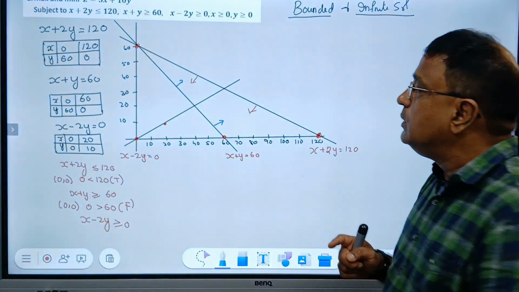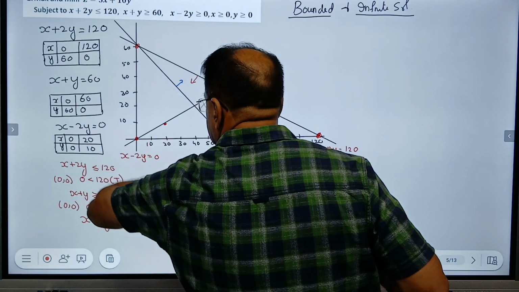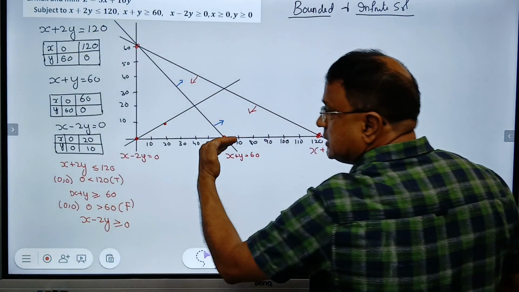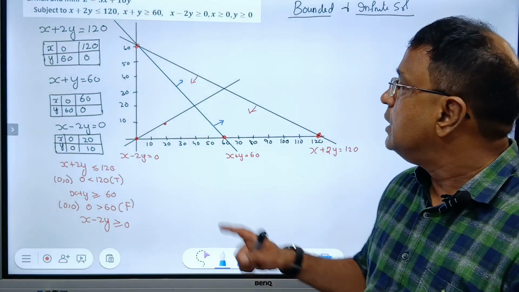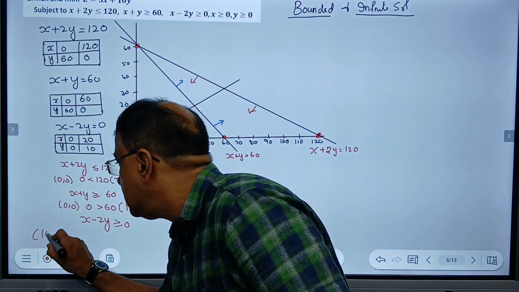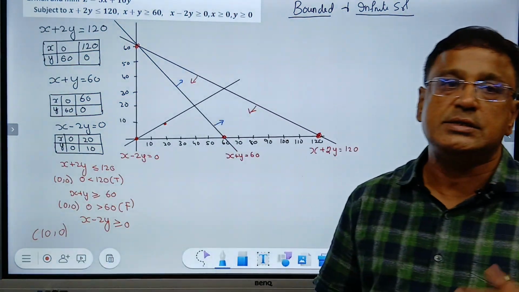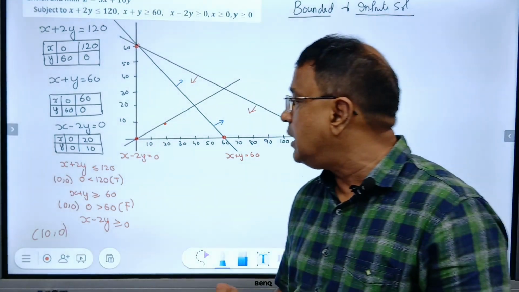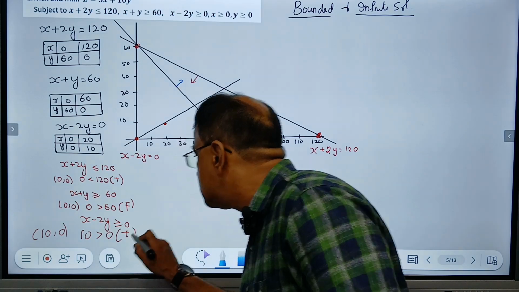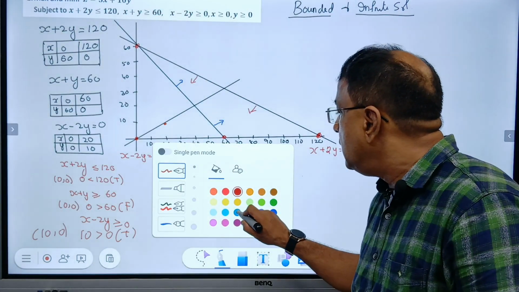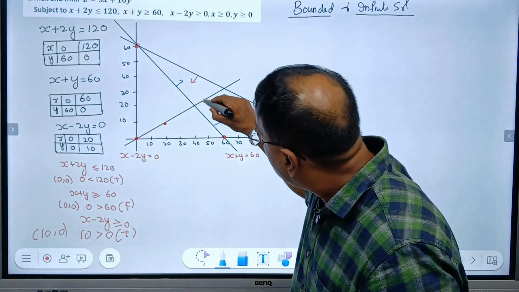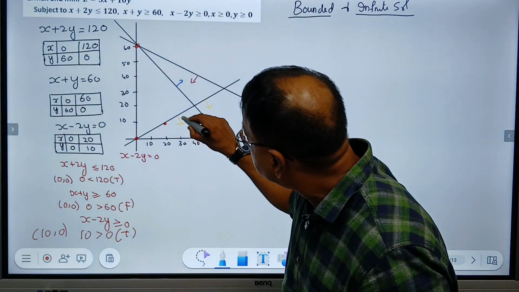Here you cannot substitute origin to test it. So instead I choose a point either this side of the line or that side of the line, either towards the y-axis or towards the x-axis. For convenience, I choose a point on the x-axis. What is the best point on the x-axis? Say 10, 0. That means wherever x is there, I put 10. Wherever y is there, I put 0. So I get 10 is greater than 0. Is it true or false? It's true. Since it is true, it is towards the x-axis.